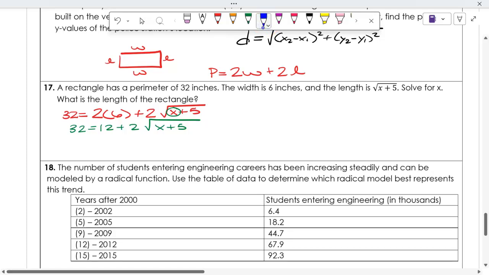Okay, next step would be to go ahead and subtract this 12. Don't fall for the trap that so many people do. I cannot combine these two. This is 12 plus 2 times the square root. I cannot combine those. If I gave you 12 plus 2x, you would not say that that is 14x now, would you? So do not try and do that here. Do not fall for that trap. Instead, I'm going to subtract 12 from both sides, and that'll get me 32 minus 12 is going to get me 20 is equal to 2 square root of x plus 5.